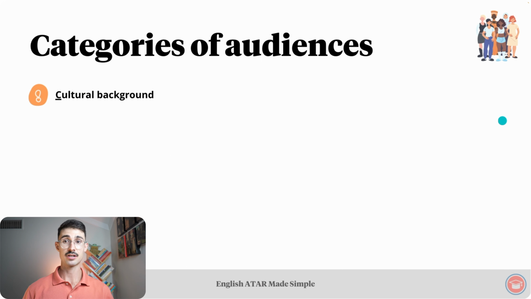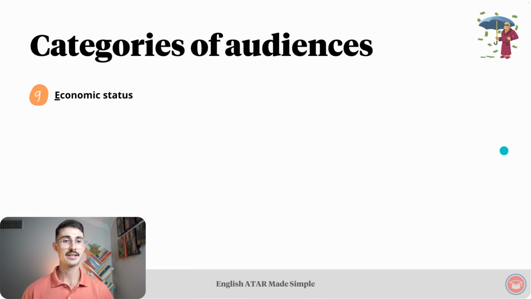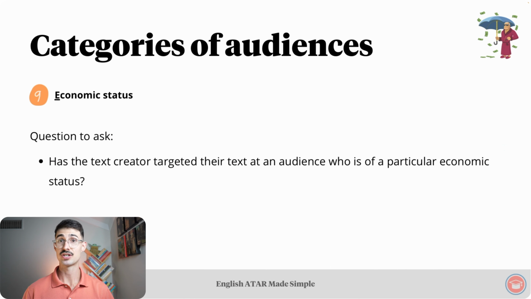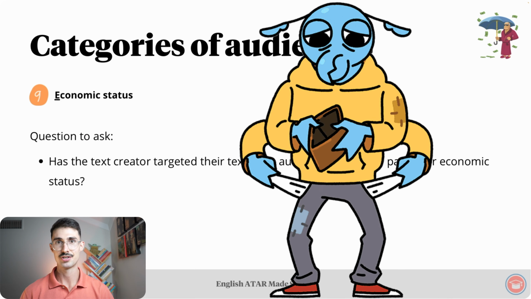Next category is cultural background. The question to ask: has the text creator targeted their text at an audience who belongs to a particular cultural background? Examples: African, African American, Australian, Chinese, Dutch, French, Italian, Irish, Japanese, Russian. You get the idea. Next category, economic status. Question to ask: has the text creator targeted their text at an audience who is of a particular economic status? Examples: high socioeconomic group, middle socioeconomic group, low socioeconomic group.